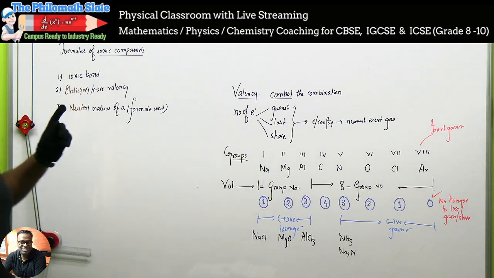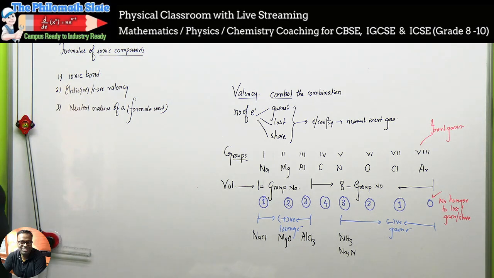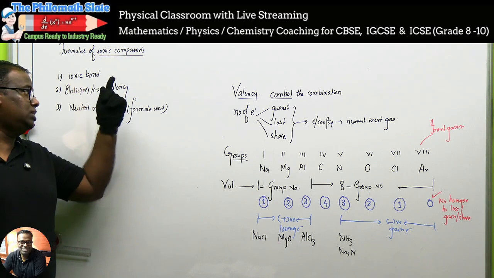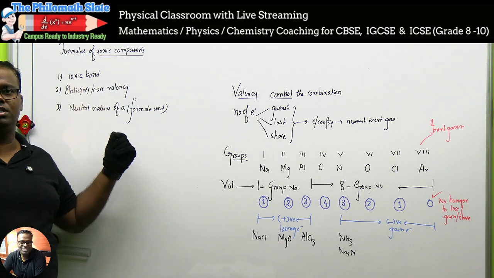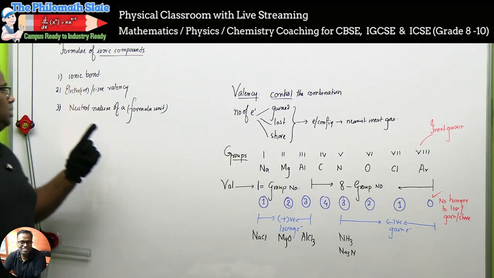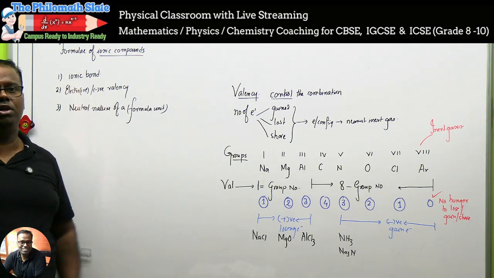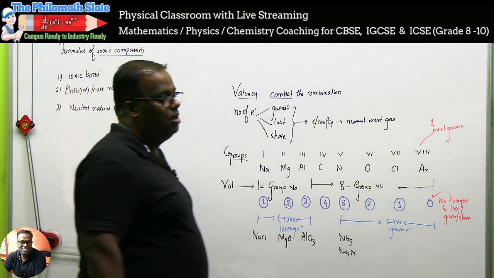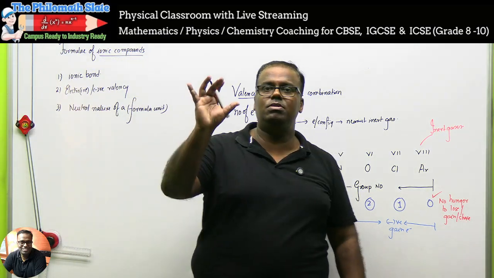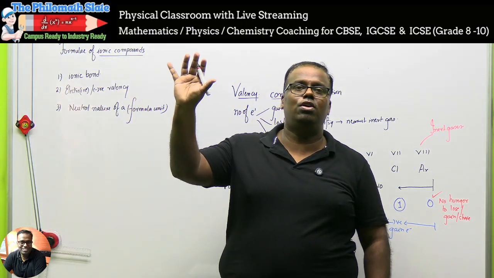Do you understand anything in these three, or is there anything you have a doubt in? Because if you have a doubt, then we will not understand. Clear? Third part is neutral nature of a formula unit. Neutral nature of a formula unit means formula unit is the name given to the molecule of ionic bond.